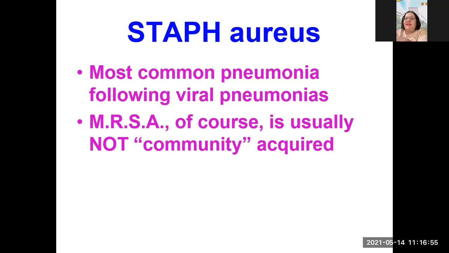MRSA, or methicillin-resistant Staph aureus, of course, is usually not community-acquired. Staph aureus can be community-acquired, but when you are talking about MRSA, this is not commonly community-acquired. And of course, MRSA is more difficult to treat than Staph aureus. There are limited drugs that can treat it compared to Staph aureus.